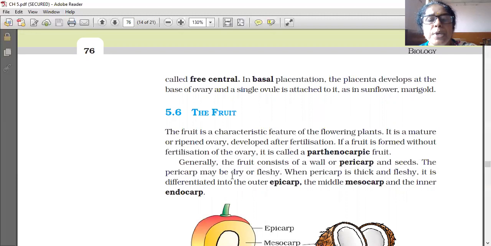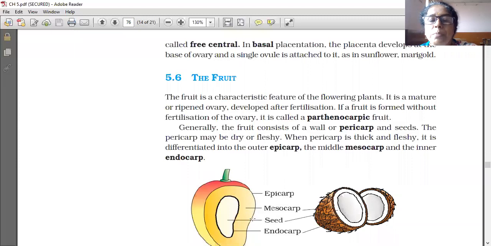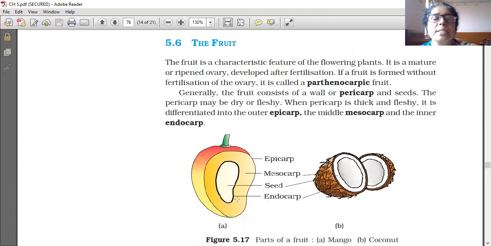The pericarp may be dry or fleshy. When the pericarp is thick and fleshy, it is differentiated into the outer epicarp, the middle mesocarp, and the inner endocarp. Epicarp, mesocarp, endocarp, and seed. Coconut also.